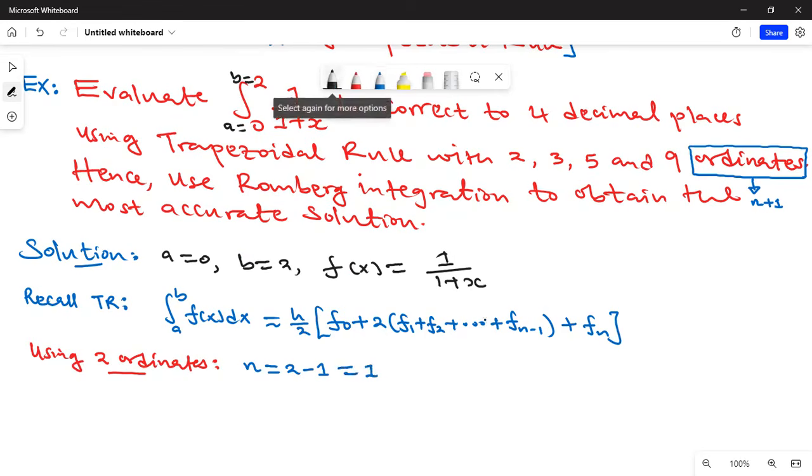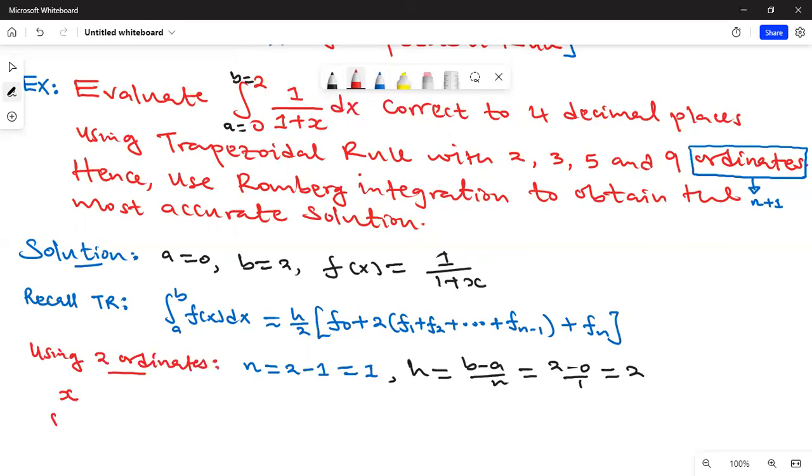Having found n, we can now compute the step size. h is equal to b minus a over n, so that is 2 minus 0 over 1. And so in this case, our h is 2. Remember, h here is the step size. So we need to come up with a table of x versus f of x. We are starting from 0, and remember our f of x is 1 over 1 plus x.